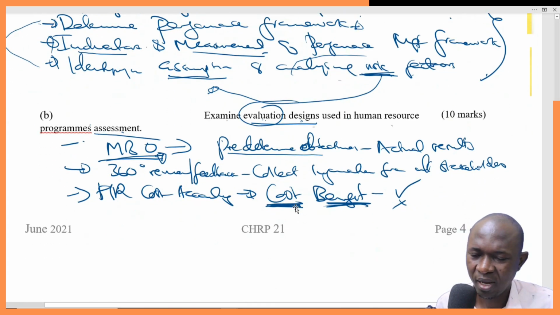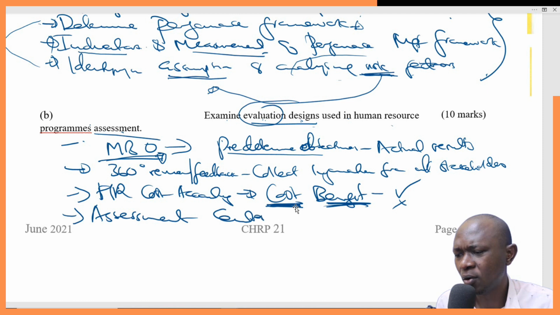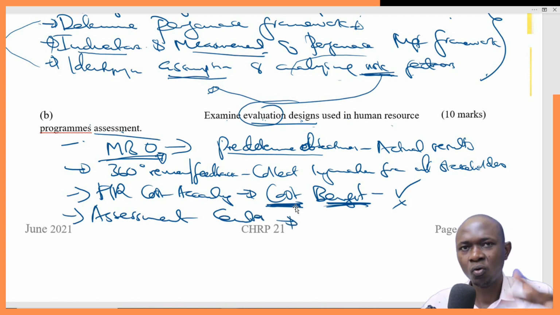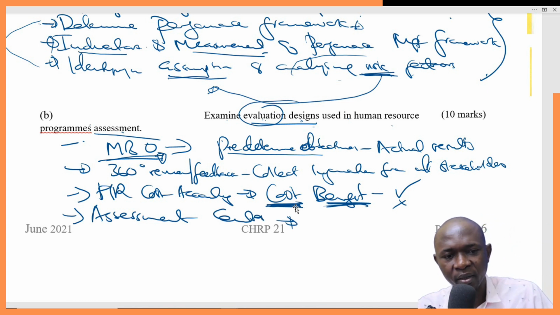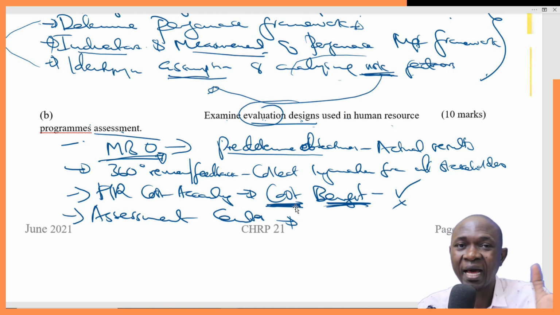Then number 4, we have assessment centers. Assessment centers, where we get out of our comfort zone and go in an open place where people can freely interact with us and get to know, like this program. We put it out in the open among others, and people can question it and see how successful it has been. So that one is an assessment center.